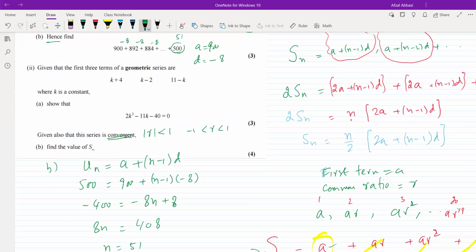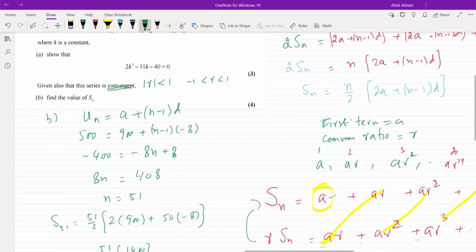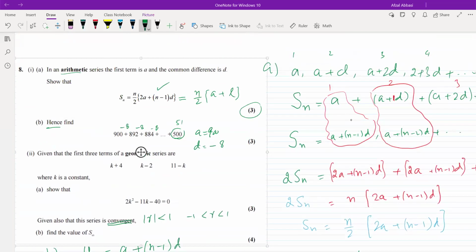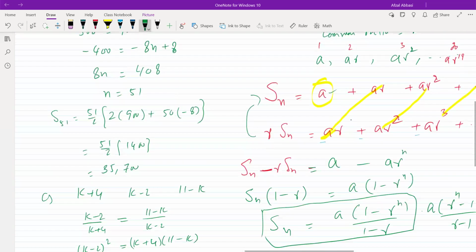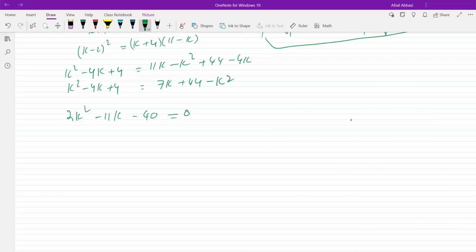Now, how to get the value of r? As in the previous part, we found an equation. Now we'll solve this equation to find the value of k. And once we have the value of k, we can find the common ratio after substituting the value of k. So let's solve this equation now to find the value of k. You can solve it by any method that you like: quadratic formula, completing the square, or factorization if possible. So let's do the formula method.